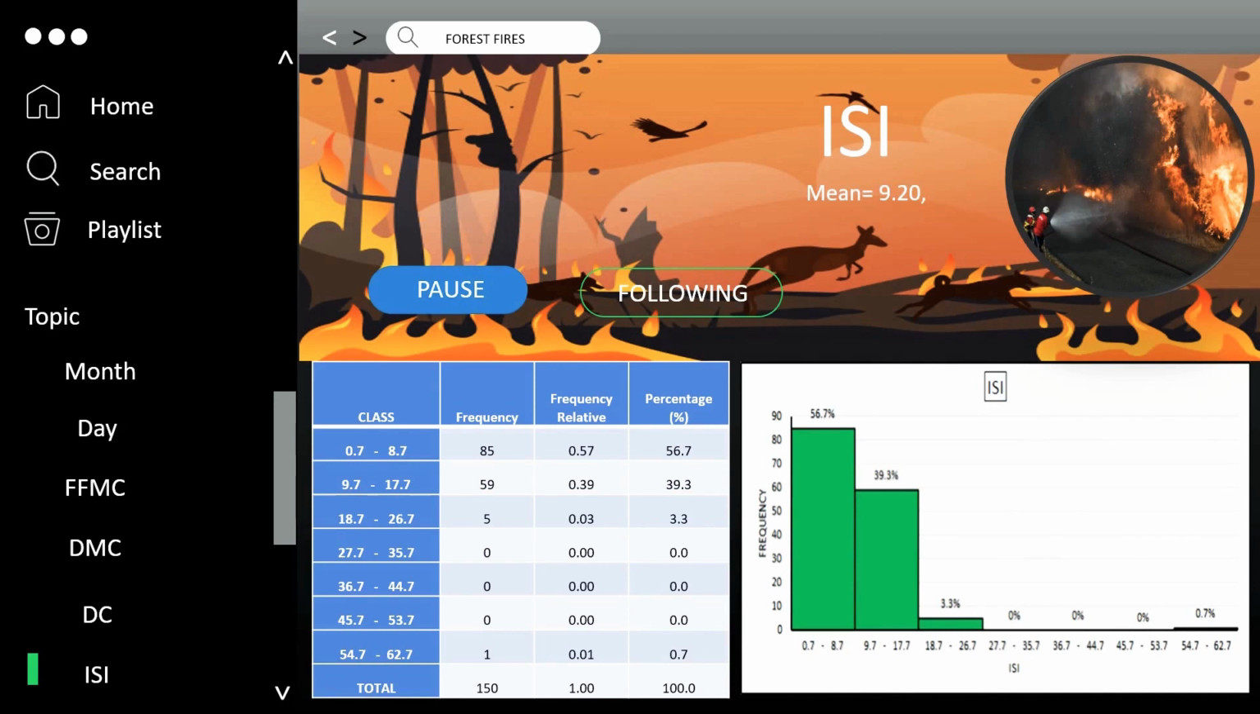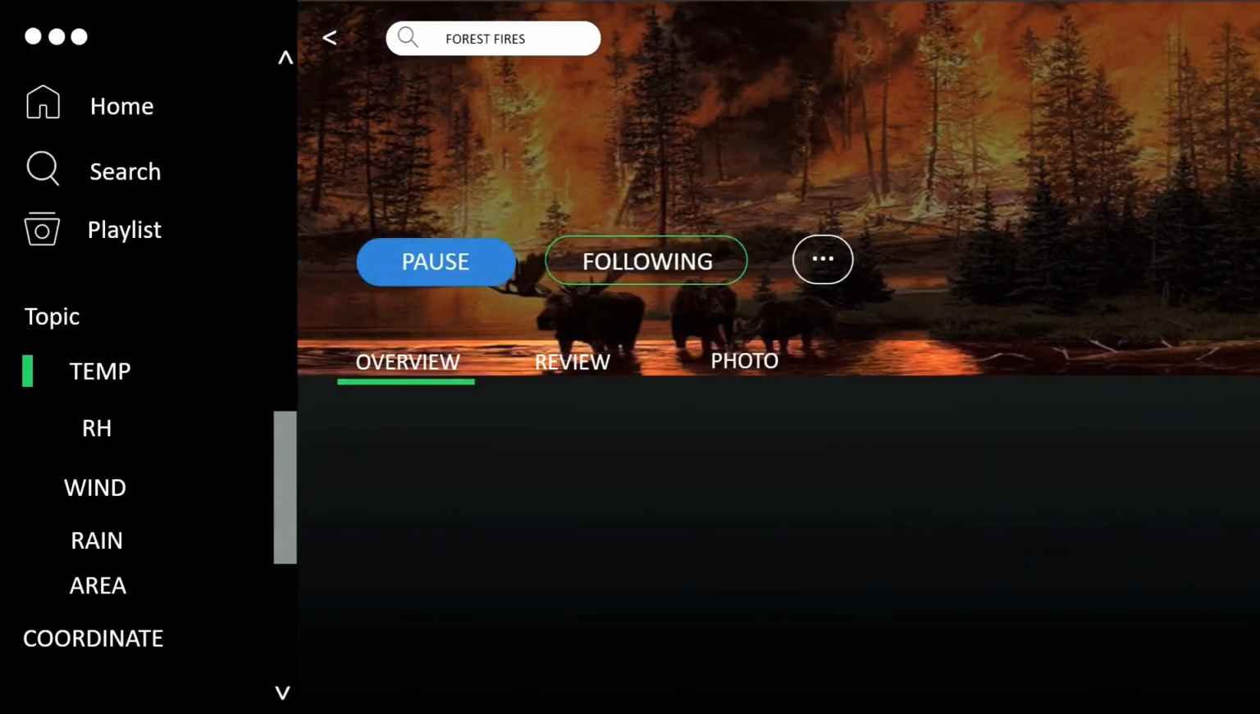Based on this chart, the highest ISI is in the range of 0.7 to 8.7 with the amount of 85 frequency, which represents 56.7%. Next, the lowest ISI is in the range of 54.7 to 62.7, which only have 0 frequency and represent 0% of the data. The mean for the ISI data is 9.20. Moreover, the variance and the standard deviation are calculated as 41.85 and 6.469 respectively.